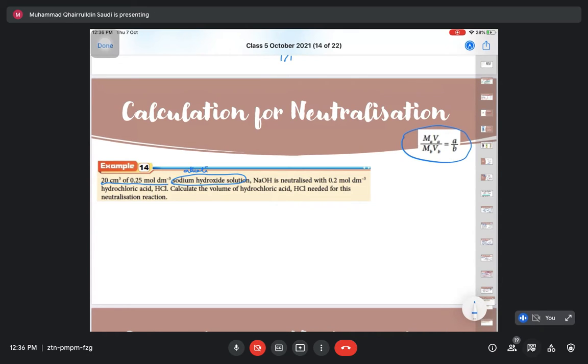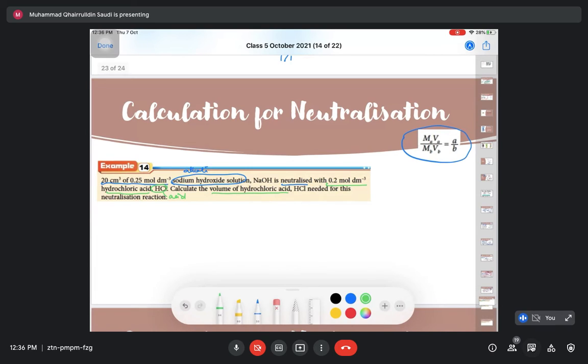Okay, is neutralized with 0.2 mol per dm cube of hydrochloric acid. So this is our acid. Calculate the volume of hydrochloric acid. So sekarang ni needed for this neutralization reaction.